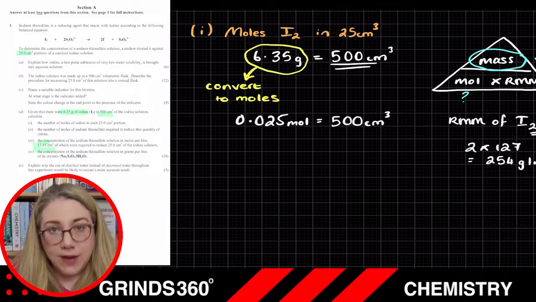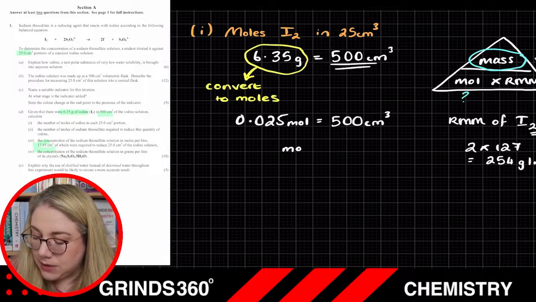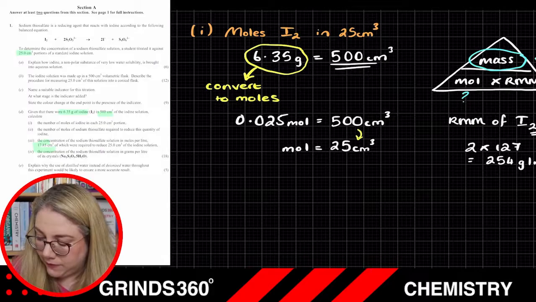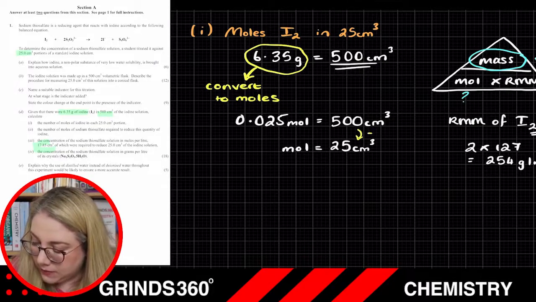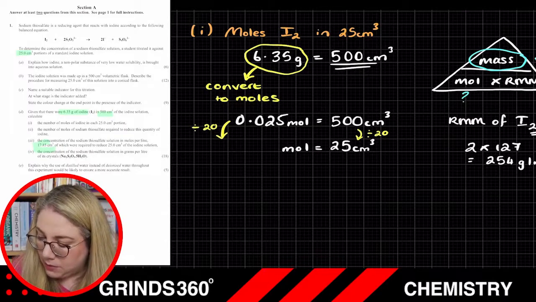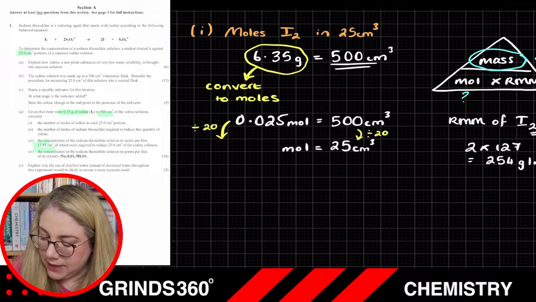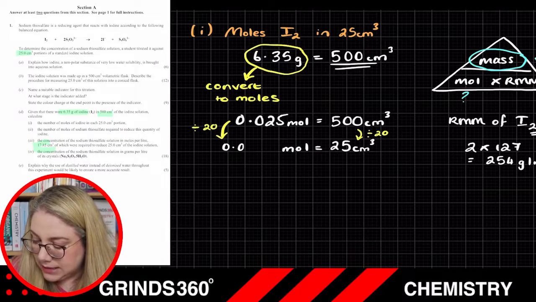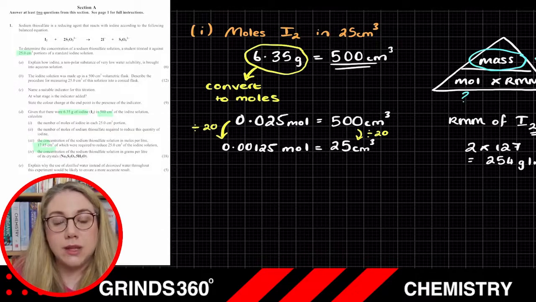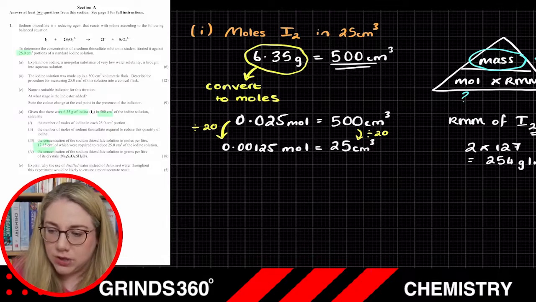Now, if that's the number of moles in 500 centimeters cubed, that's not the amount we're using in the experiment. I want how many is in 25 centimeters cubed. So I need to get from 500 down to 25, which should be divided by 20, but I'm just going to double check. Yeah, so we're going to divide by 20. And whatever we do on the right-hand side, you have to do on the left. So we take our 0.025 and we divide by 20. And that's going to give me 0.00125 moles. That's the total number of moles of iodine inside the conical flask for the titration.